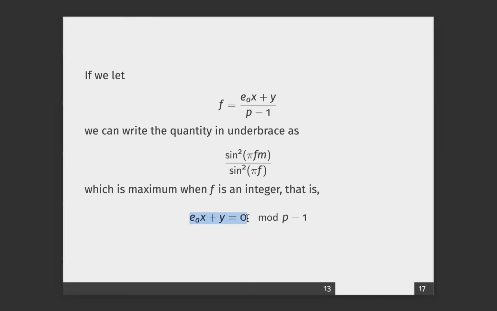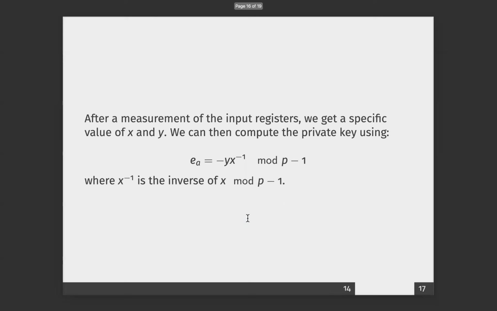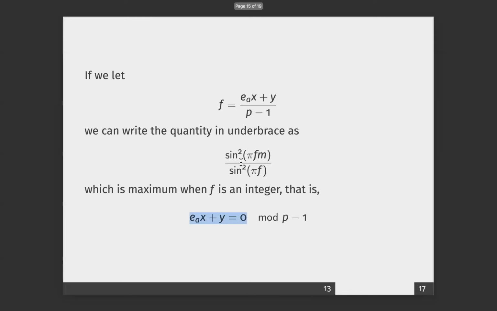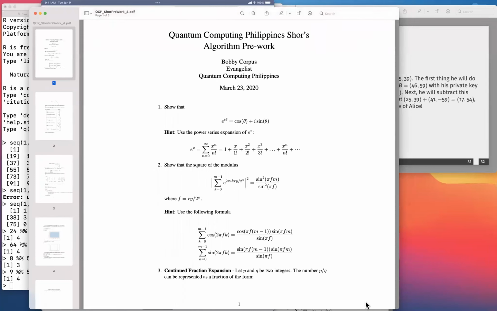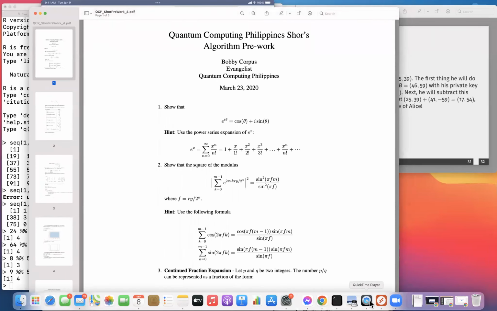This means that you can now compute for e a. So e a is nothing but this expression. Let's derive that. According to this, we have e a x plus y is equal to 0 modulo p minus 1. Let me show you my screen.